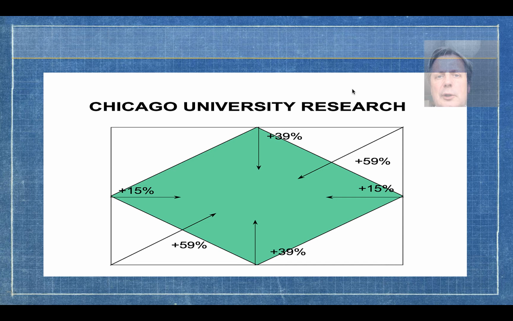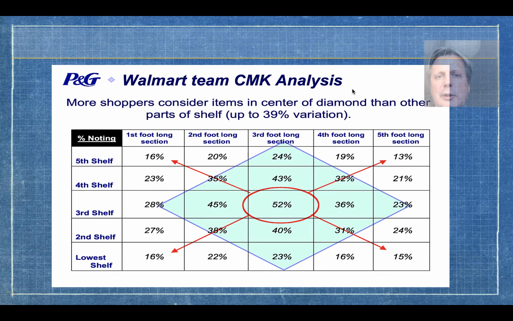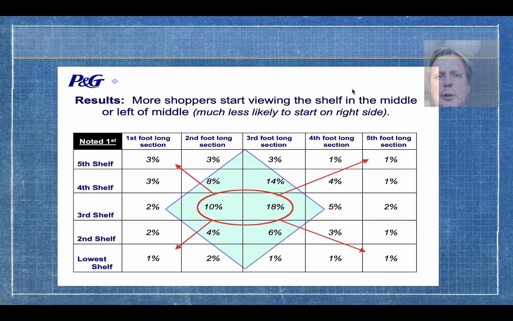And you can see here that it's obvious that the strongest effect is from the height. Here you see consideration sets, so the very same product put in the middle, 52% would consider it. If you put it up in the corner, only 13 or 16% would consider it. And also where you start to look.